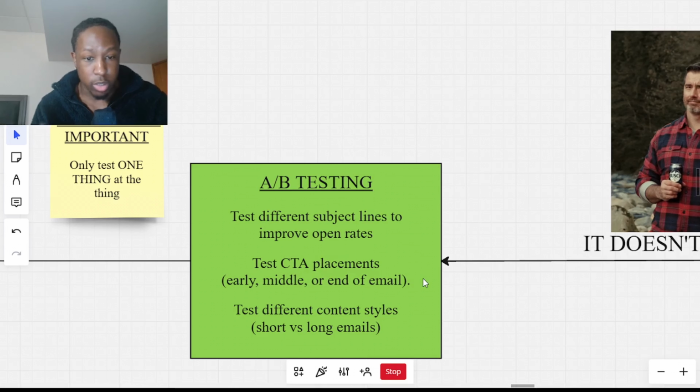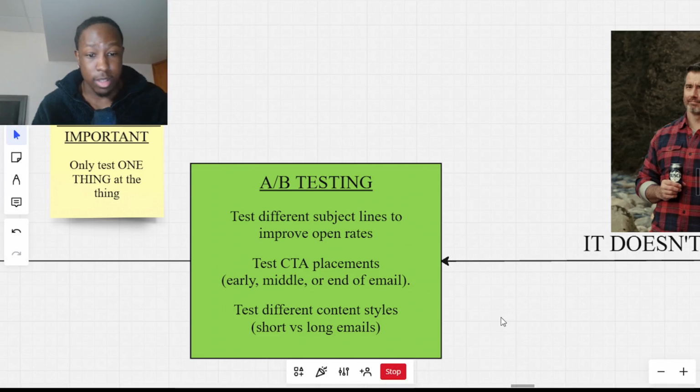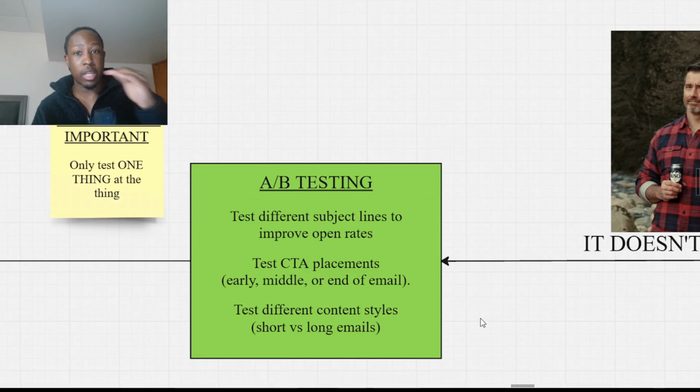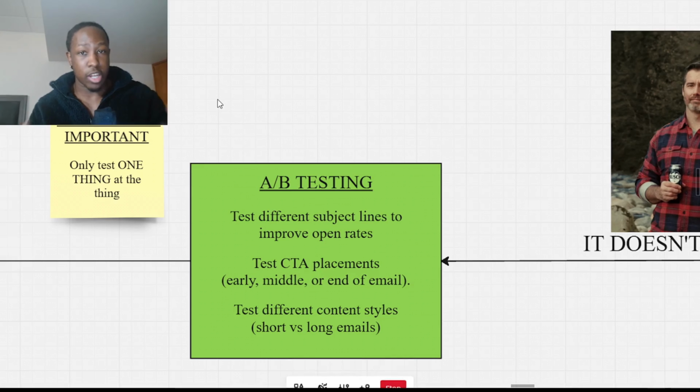Or you can also test different CTA placements, for example, a CTA in the middle, early in the email, or at the end. Or also you can test different content styles. So whatever, you can test an email that's short, or you can make it longer to see what your email list prefers, okay? This is super important. Seriously, the best marketers, especially at the beginning, use a lot of A/B testing, because this is where you actually understand what your email list interacts with the most.